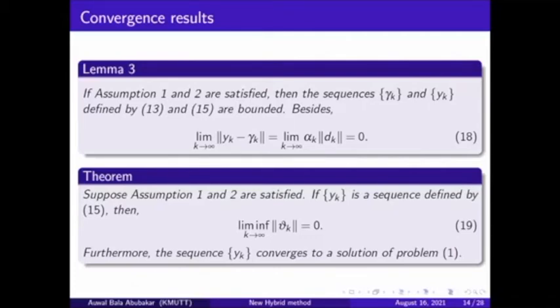Suppose assumptions 1 and 2 are satisfied. If yk is a sequence defined by 15, then the limit of f of this is equal to 0. Furthermore, the sequence yk converges to a solution of problem 1. The full proof of this can be found in the paper, which is already published.